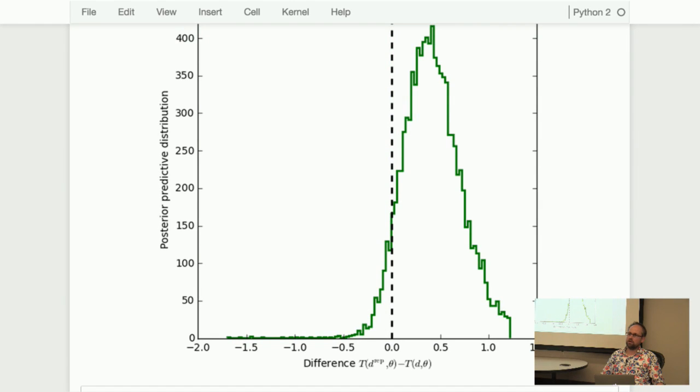Yeah. Oh, look at that. Look at the dashed line right in the middle of the distribution. So this model check, remember that when we did this with the straight line, we had a similar result. The dashed line was in the middle. What that means is that this test statistic, reduced chi-squared, isn't very discriminating. It's not very powerful when applied as a posterior predictive check.